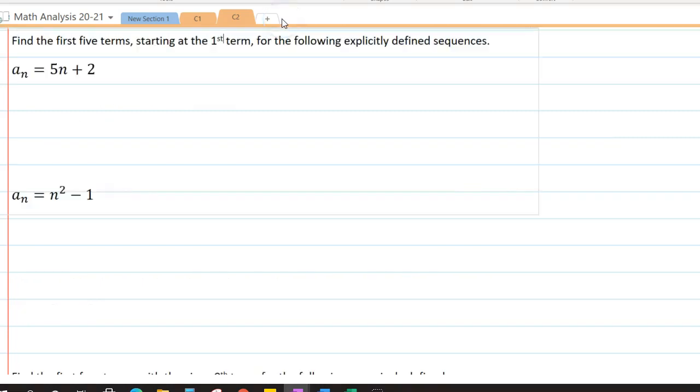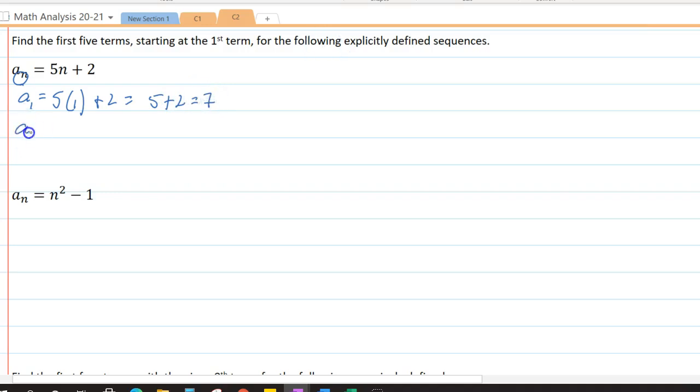Find the first 5 terms starting at the first term for the following explicitly defined sequences. So we have a sub n equals 5n plus 2. When it says the first term, that means that you're going to use 1 for n. So basically we just say a sub 1. That's simply telling me which term I'm on. Equals 5. Now because we put the 1 here where the n goes, we're going to put the 1 here where the n goes. Plus 2. Then we just do the math. 5 times 1 is 5 plus 2 is equal to 7.